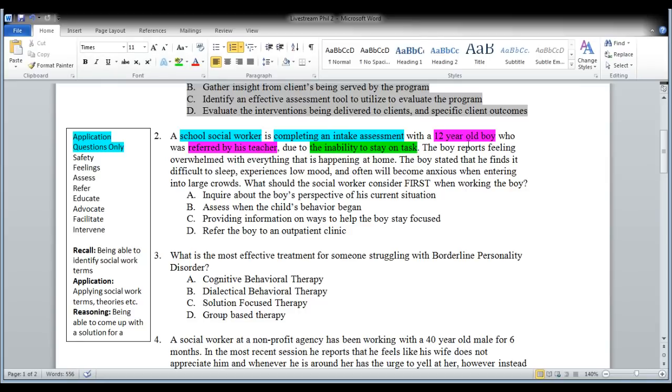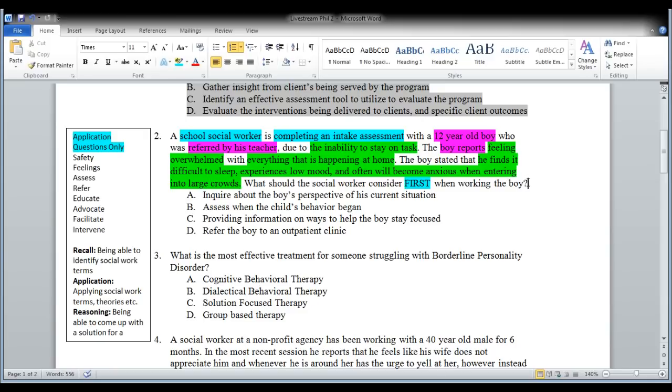However, when talking with the boy, he specifically reports, so that's important to know that it's information specifically elicited from the client, that he's feeling overwhelmed by everything at home, so we aren't really sure why he's feeling overwhelmed, so that might be a key thing. And he finds it difficult to sleep, experiences low mood, and often will be anxious when going into large crowds. And we're looking at a first question here.